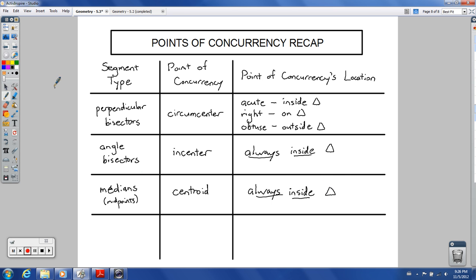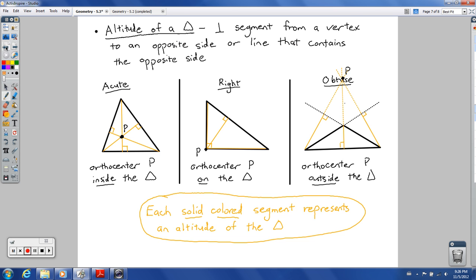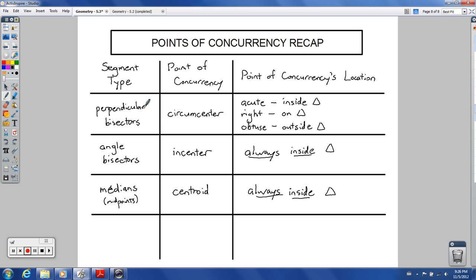And the last one we just did back here was the altitude. So the altitudes, if it's acute, it's inside. If it's right, it's right on it. If it's obtuse, it's outside, just like it was with perpendicular bisectors. So let's write down altitudes. You may hear another word for altitudes as heights. So the heights of the triangles, these are always perpendicular to that. This is the orthocenter.